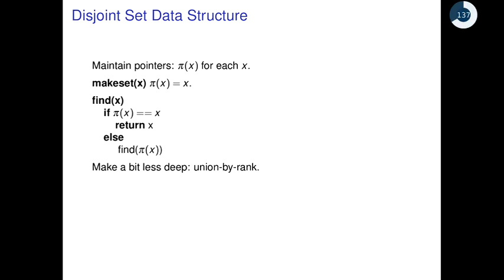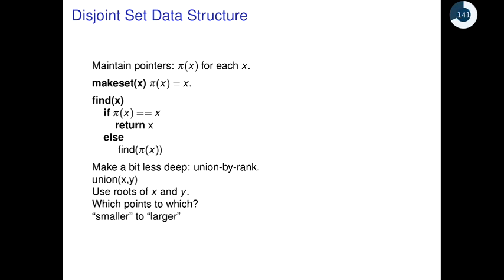Now, it could be that if you do unions in the wrong way, you can make a deep, deep data structure. But we're going to try to make it so that the actual depth is fairly small. So union, which points to which? We weren't very specific. We just picked one to point to the other. We had the root of X point to the root of Y. We just didn't care that much.